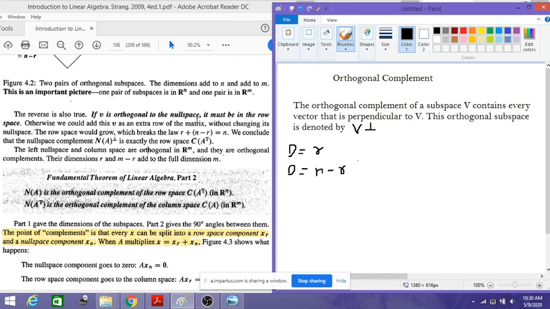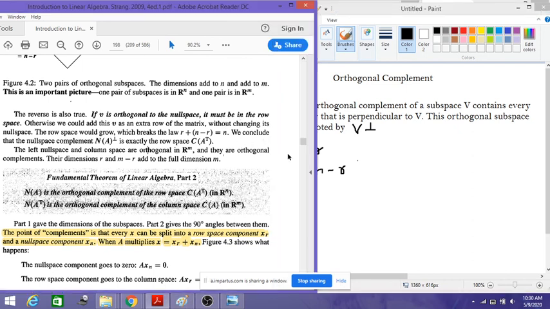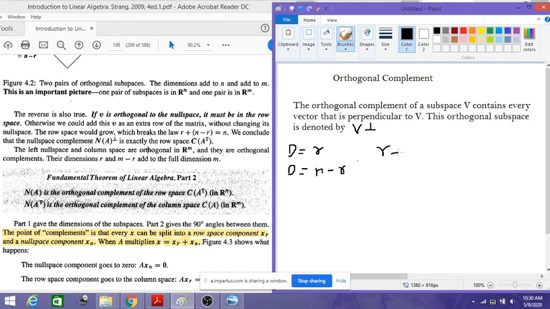But if V is orthogonal to the null space, it must be in the row space. So then the dimensions add up: r plus n minus r, we get the dimension as n. So this is what we call the full dimension. Likewise for the column space and the left null space.